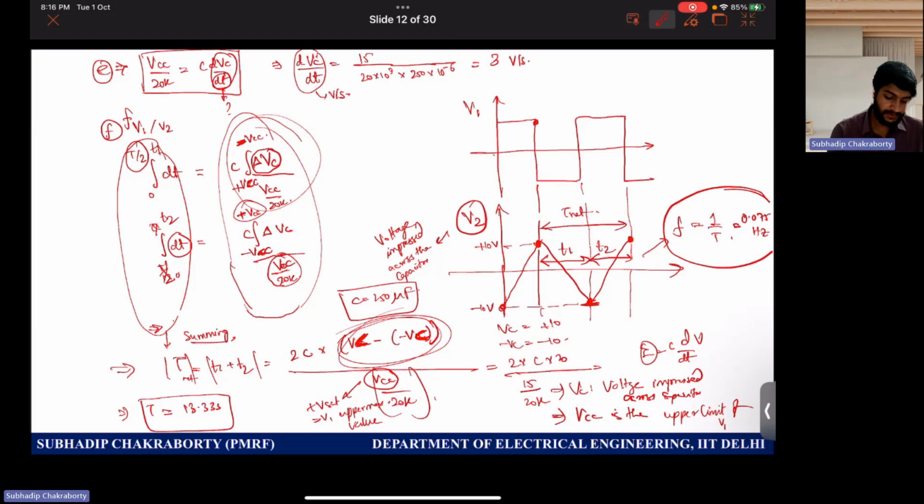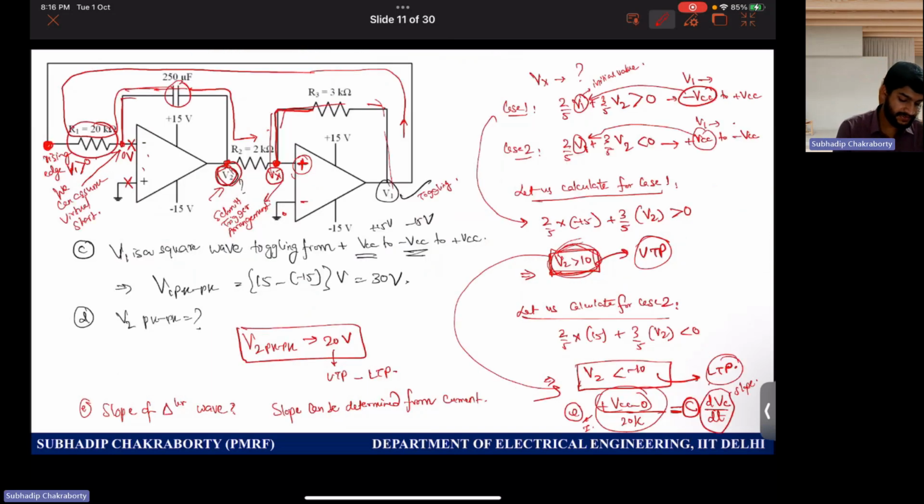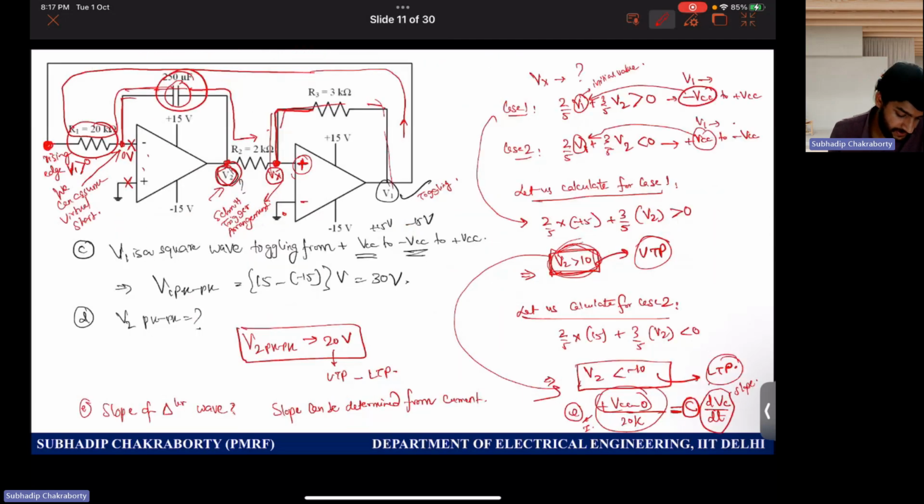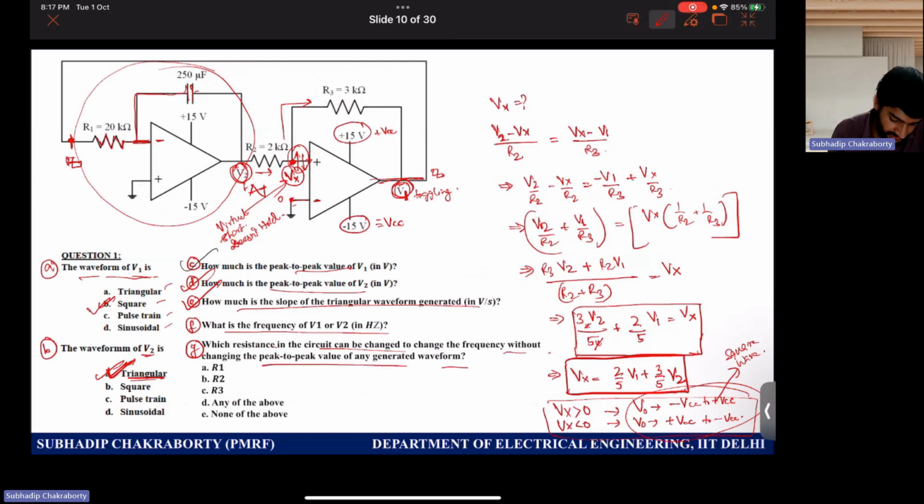So obviously you note that without the participation of the capacitor, we could not have determined the frequency. So both these two values, R1 and C, govern the frequency of V1 and V2, along with, yes, obviously the voltage levels, but I am talking about the elements, right? Which are the elements which are governing the frequency, because it is asked in the question.